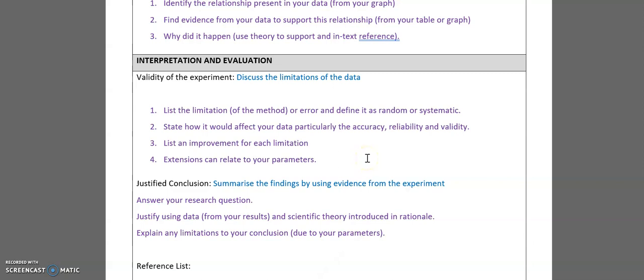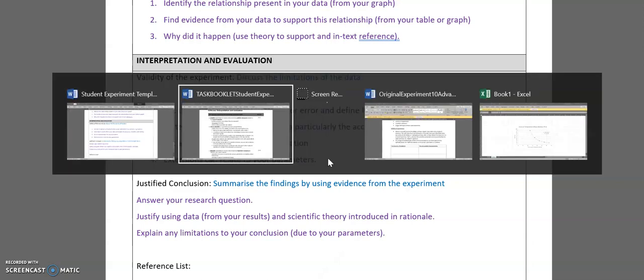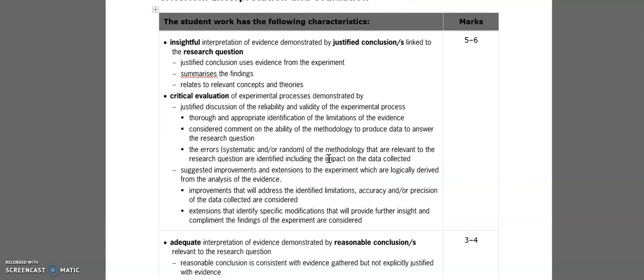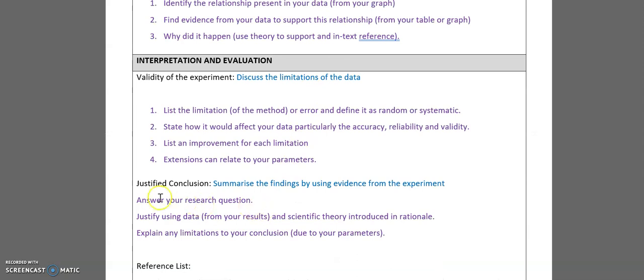Now, in your template, it does show that extension should come after the conclusion, and you can do that. I just like to put it all together because I feel like it's all related. All right, the last bit, the justified conclusion. So you need to use evidence from the experiment, you need to summarise your findings, and you need to relate back to the relevant concepts and theories. So make sure you answer your research question.